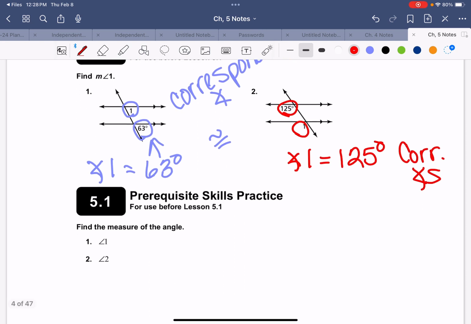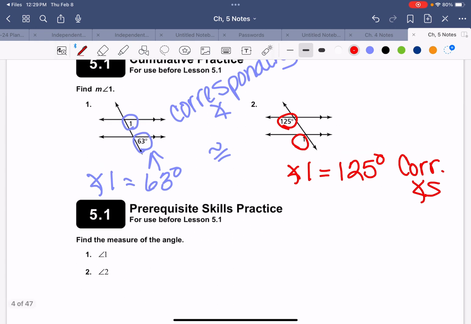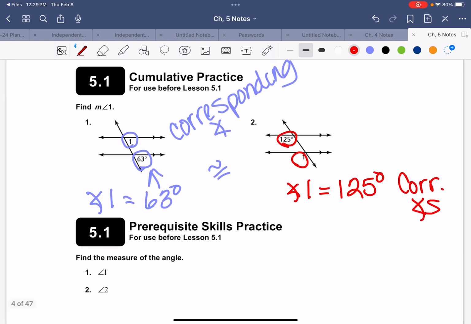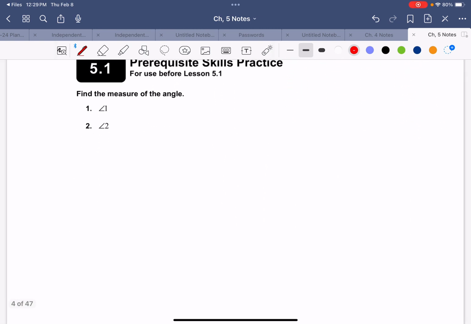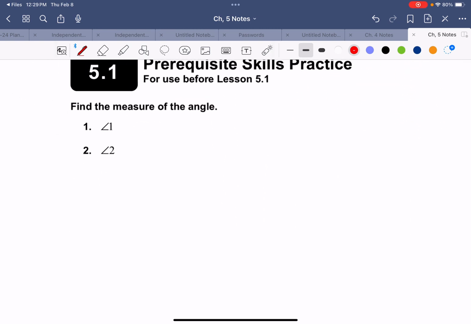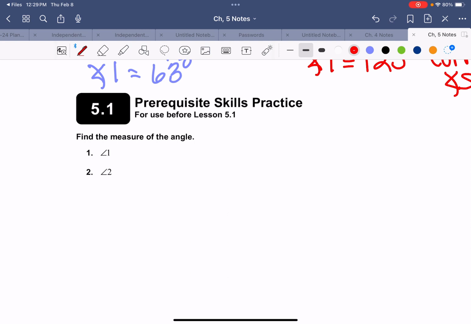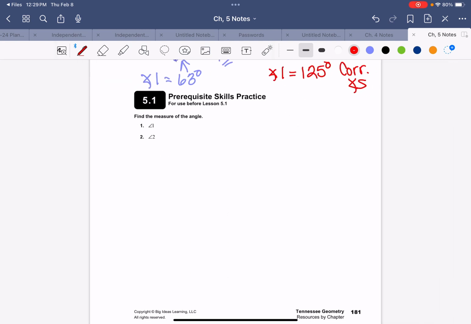Now, 5.1, find the measure of the angle. Didn't we just do that? We found the measure of angle 1. Find the measure of the angle. Angle 1, angle 2. Well, I don't see an angle, so I can't do this. I don't know. Maybe they were supposed to give us an angle and then we go measure it.